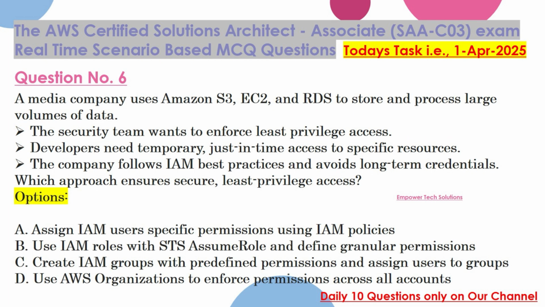Question 6. A media company uses Amazon S3, EC2, and RDS to store and process large volumes of data. The security team wants to enforce least privilege access.